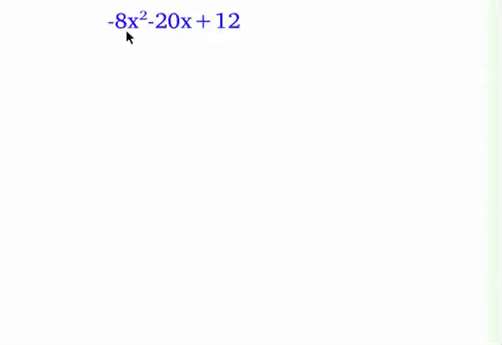Level 9 factoring. This is a trinomial, negative 8x squared minus 20x plus 12, or a second degree polynomial, if you like. And we're going to be factoring this. We're looking first for a common factor, and we have one.